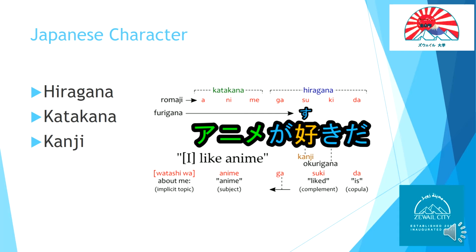This kanji is the kanji for suki, so its furigana is su, written Su, and ki is okurigana. We're going to understand later what the use of the okurigana is, but ki is pronounced ki, as you can hear, so it's written ki, and then da. So it's Da, da.